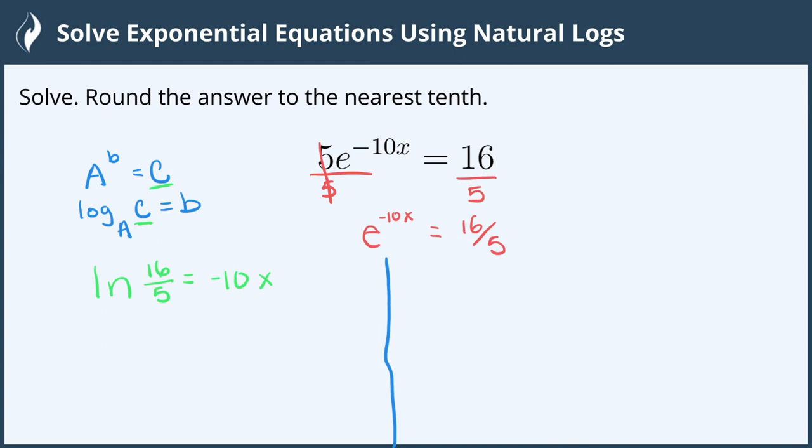Then to continue solving for x, we divide both sides by negative 10, and we get x equals the ln of 16 fifths, all divided by negative 10. And to type that into your calculator, you'll want to put parentheses around the 16 fifths, so that's all inside of the logarithm, and then divide by negative 10 and press enter on your calculator.